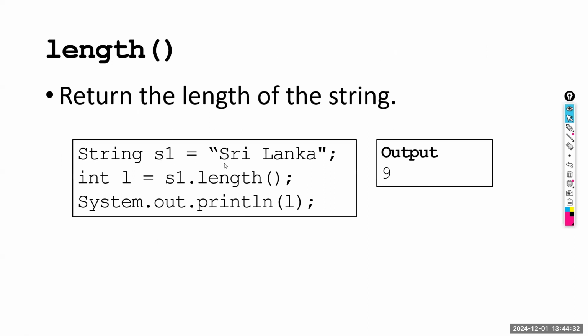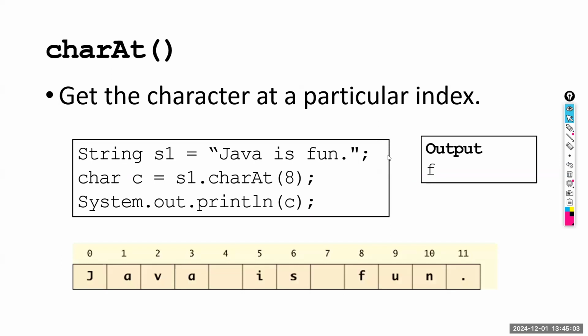Right. So if you have a string object, it's an instance method. If you have the reference variable and call the length method, it will give you the length of your string. In this case, of course, 1, 2, 3, 4, 5, 6, 7, 8, 9. So when you print the length, you will get it as 9. Of course, we took it to a variable, or you can just say system out print and then print s1.length. That is the length method.